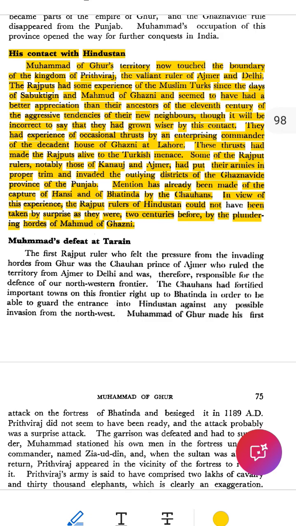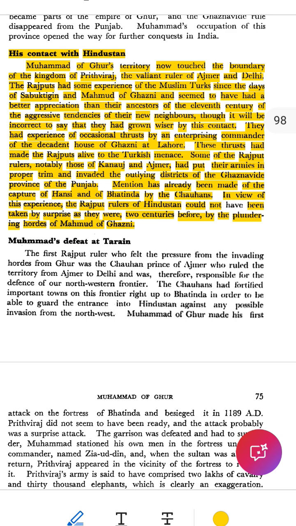Rajputs were warrior kings and clans who ruled many parts of northern and central India. Muslim Turks were invaders from Central Asia, like Sabuktigin and his son Mahmud of Ghazni, who had attacked India in the past, around 1000 CE. Sabuktigin first attacked the Hindu Shahi kingdom near Afghanistan and northwest India. Mahmud of Ghazni came many times, 17 invasions, looted temples like Somnath, and became famous for plundering India. So the Rajputs had seen these kinds of attackers before.